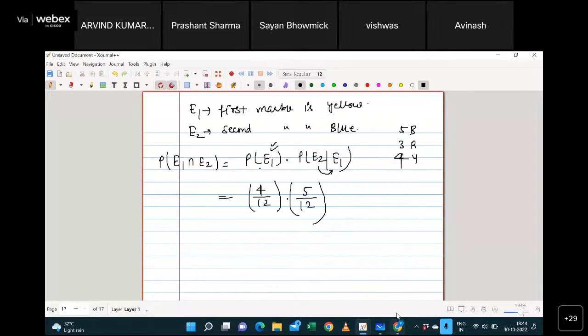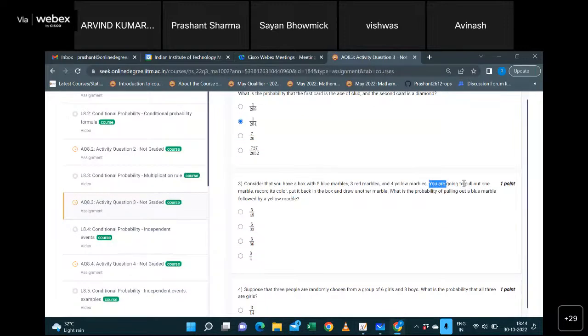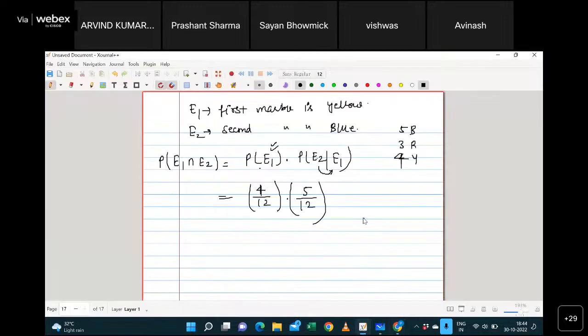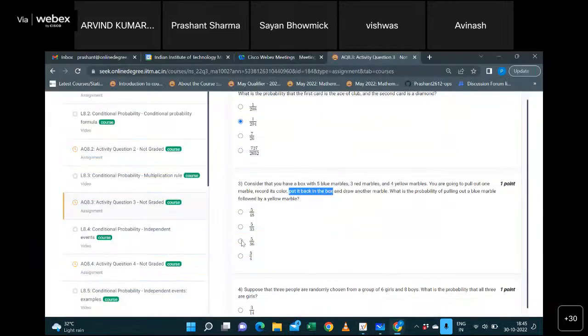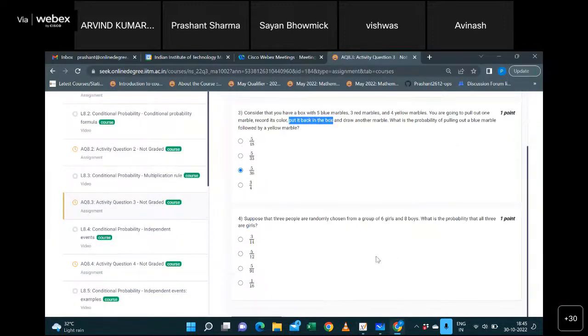Why 12? Because in the question it has already been written that we are going to pull out one marble, record its color and put it back in the box. Replacement is allowed, so again we have 12 marbles. Suppose there is no replacement, then 5 by 12 will become 5 by 11. So I think 35 by 36 is the correct answer. Yes, sir, C option will be correct.